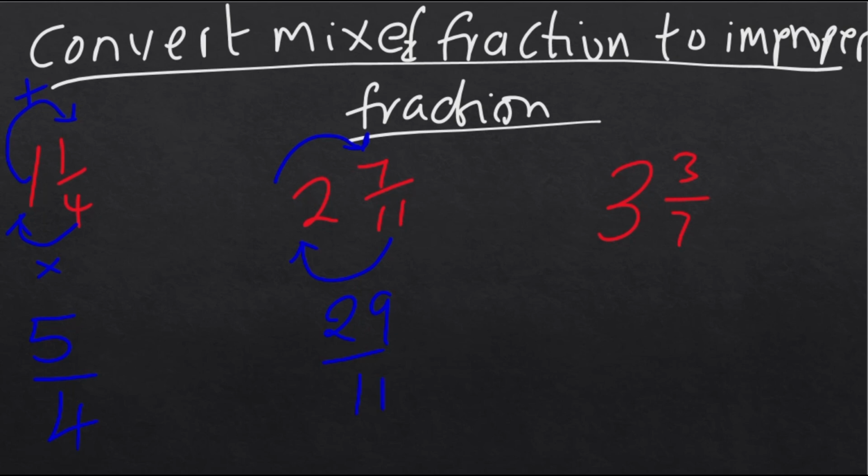So once we know what the denominator will always be, let's just write it in this case and then wait for the numerator. So how do we find the numerator in this case? We do a multiplication and then an addition. 7 times 3, that would be 21, plus 3, that would be 24. So 24 over 7. And that's how you change from mixed fractions to improper fractions.